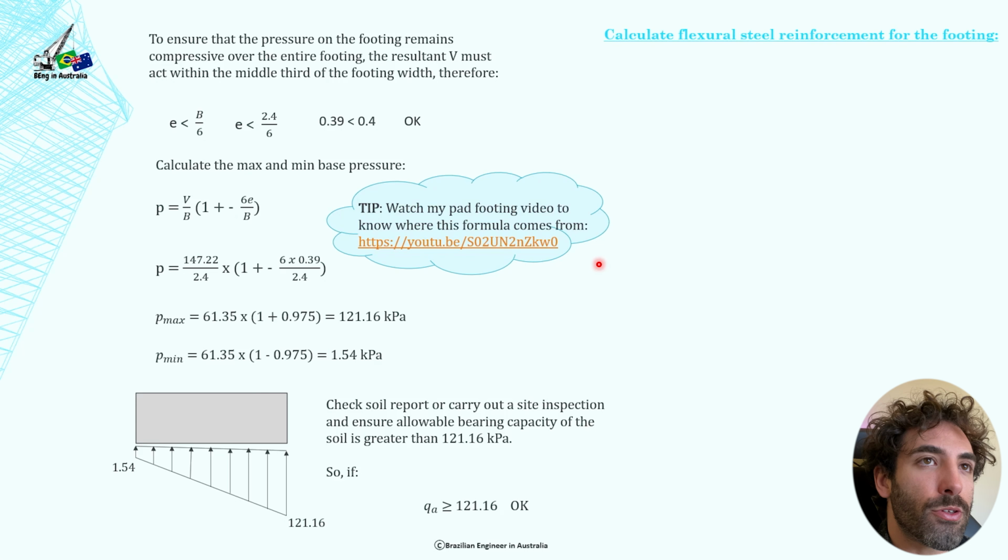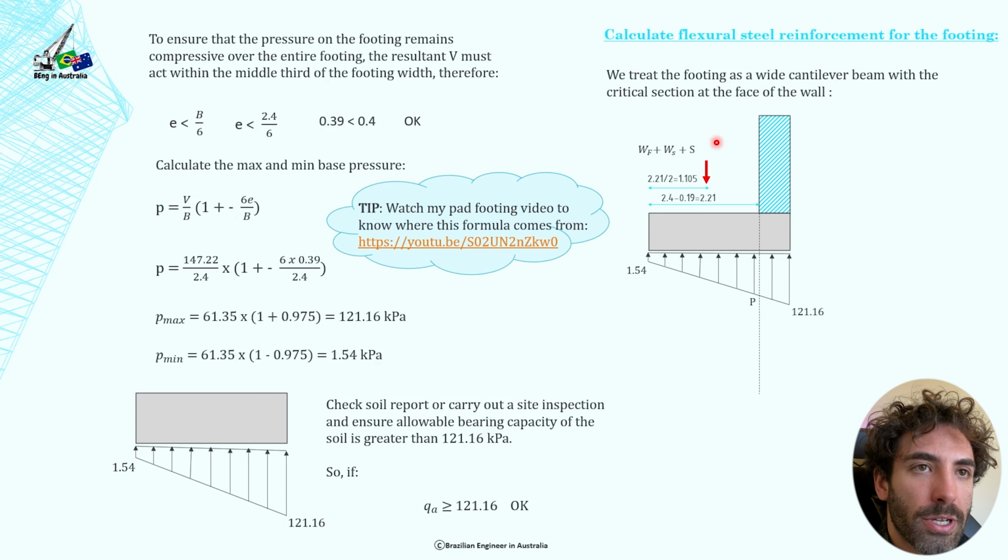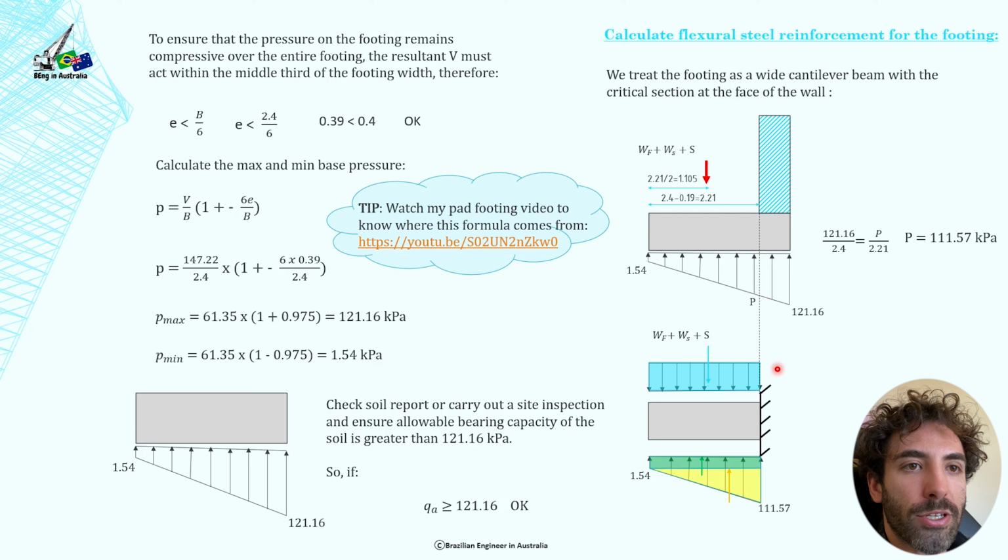Now we're gonna calculate the flexural steel reinforcement for the footing, and we treat the footing as a wide cantilever beam with the critical section at the face of the wall. So we've got the critical section here at the face of the wall, and I'm gonna show you the next image here, and we treat this footing as a beam. So we need to calculate this distance here, the distance from the face of the wall to the edge of the footing, and that distance is 2.4 meters, which is the whole length of the footing, minus the width of the wall, which is 0.19.